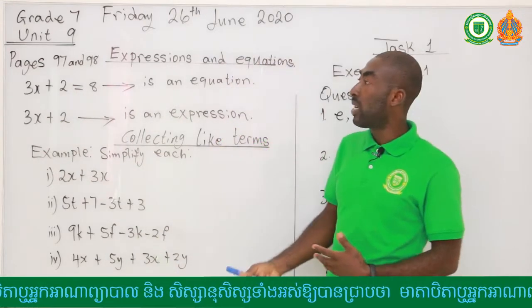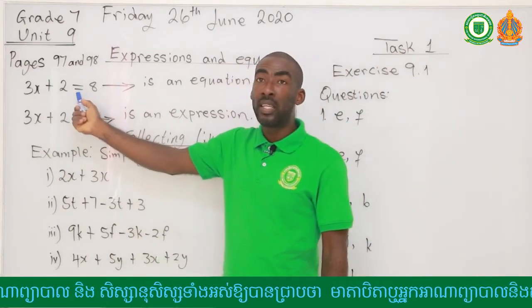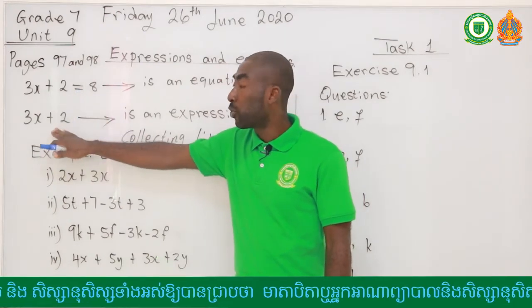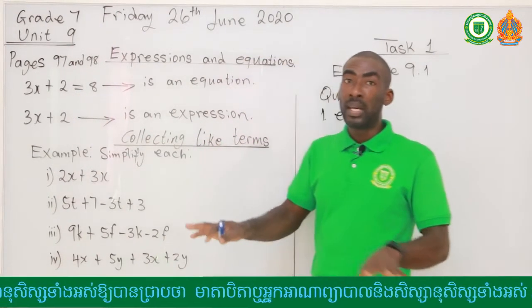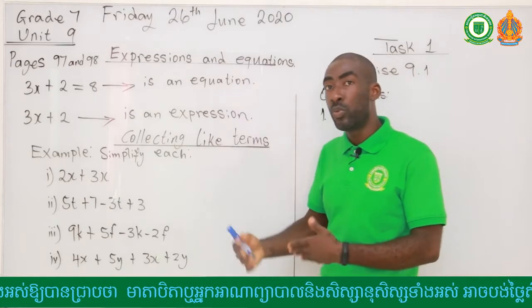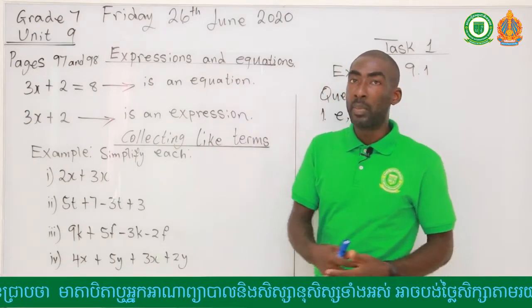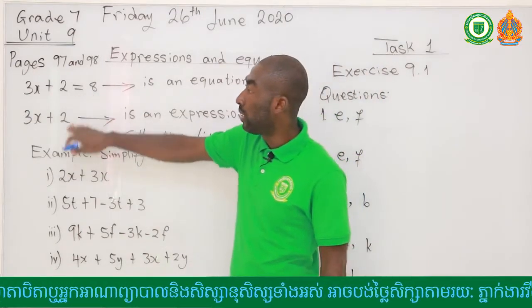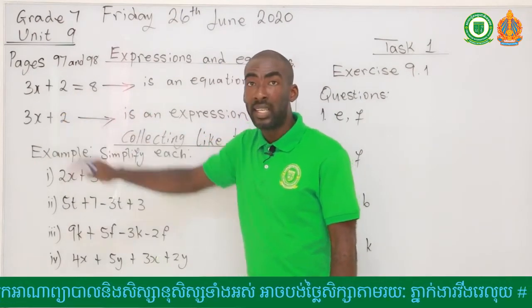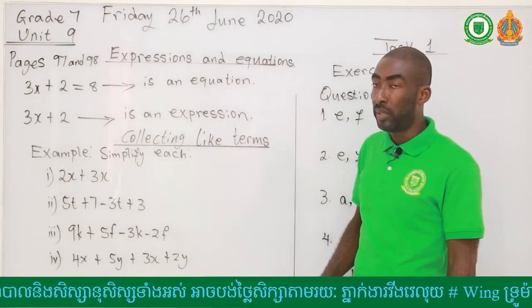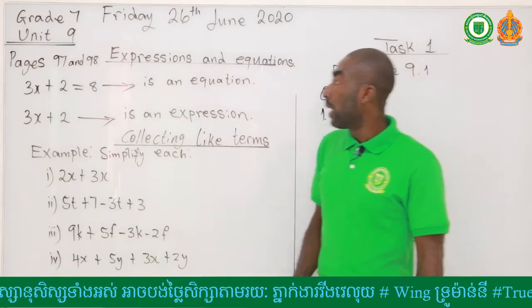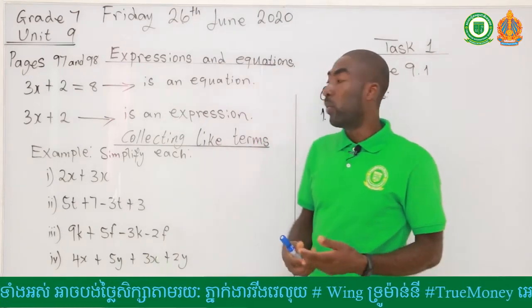So the difference here is that an equation comes with an equal sign, whilst an expression only shows your numbers but doesn't equate it to any other number. Okay, so please note these two differences: equation and expression. Okay, very good. So let me give you another example.